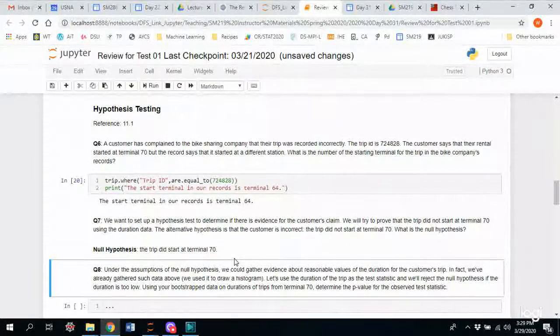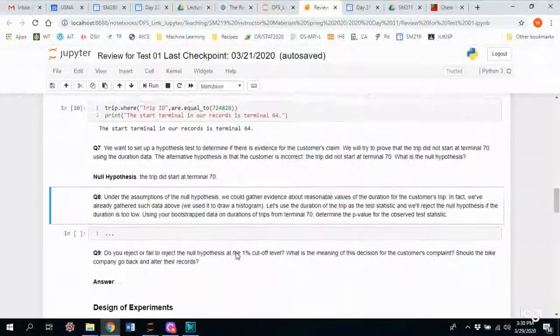So that almost always says that some numbers could have been drawn from a particular distribution that we know about. In this case, the times of rentals starting at Terminal 70.